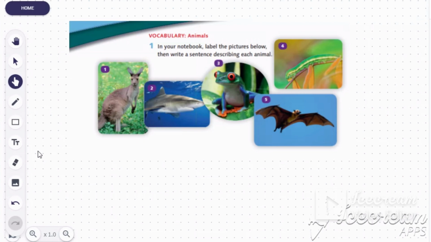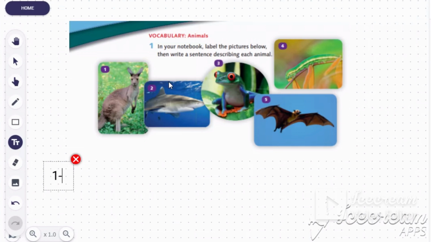So, look at the first picture, picture number one. What is it? It's a kangaroo. A kangaroo is an animal that lives in a rainforest, or it's a mammal animal. No, it's a kind of mammals.